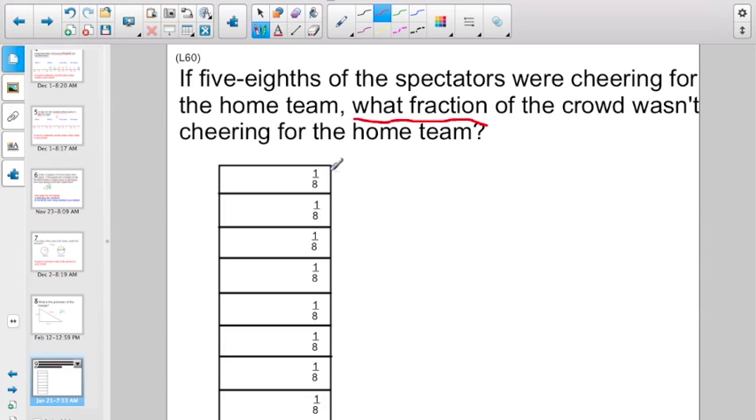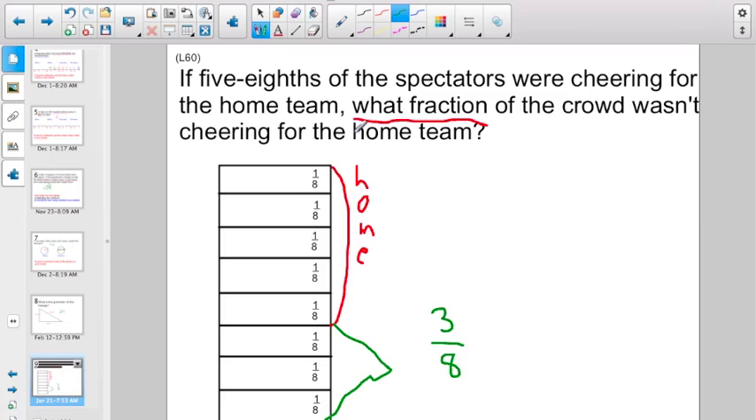So let's start off with 5/8 right now. There's 1/8, and 2/8, and 3/8, and 4/8, and 5/8. This is the crowd that is cheering for the home team right here. 5/8 of the crowd. So what fraction wasn't cheering for the home team? What do you have left? 3/8 of the crowd wasn't cheering for the home team, right?